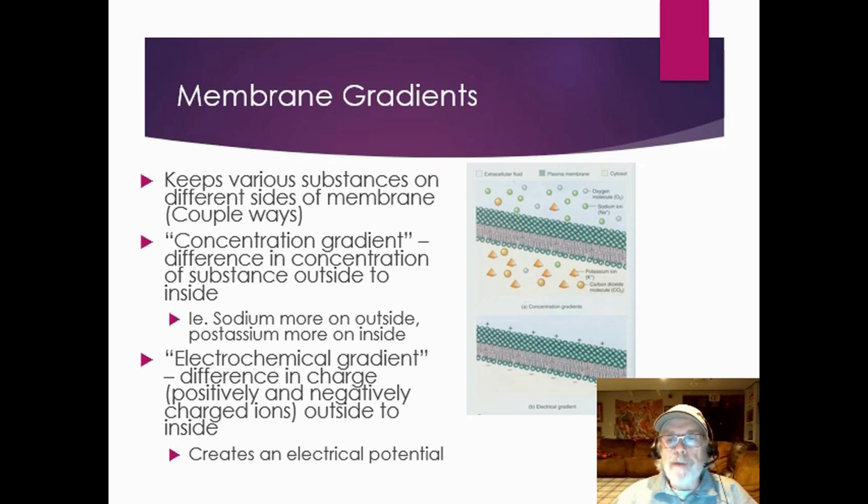Okay. Now, membranes, I mentioned, also have what are called membrane gradients, which means that the membrane keeps various substances on different sides, again because of what it's permeable to and what it's not permeable to. There are two ways that we look at that. One way is called a concentration gradient. A concentration gradient means that certain ions are in a higher concentration on one side of the cell membrane as compared to the other side.